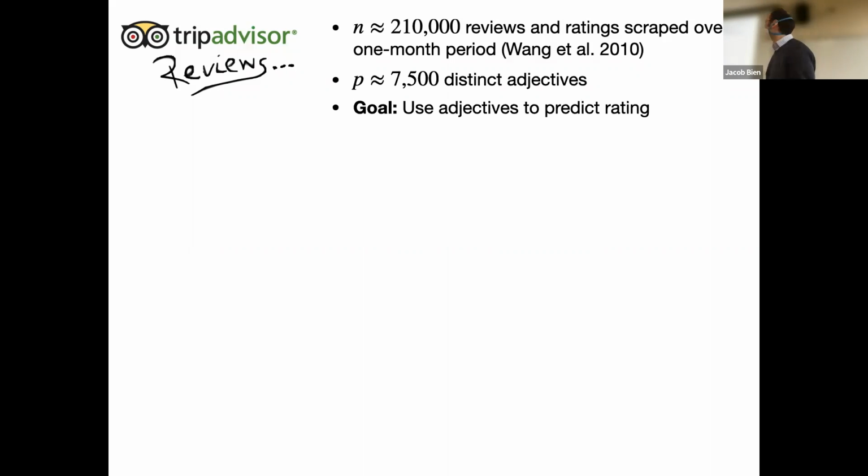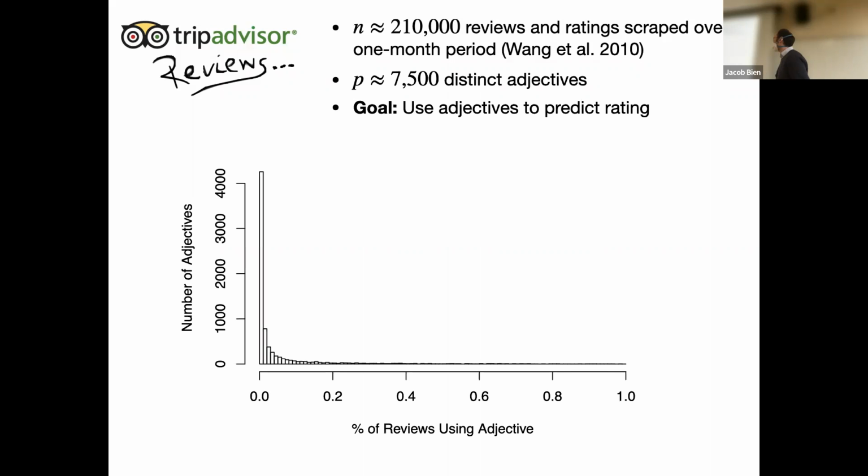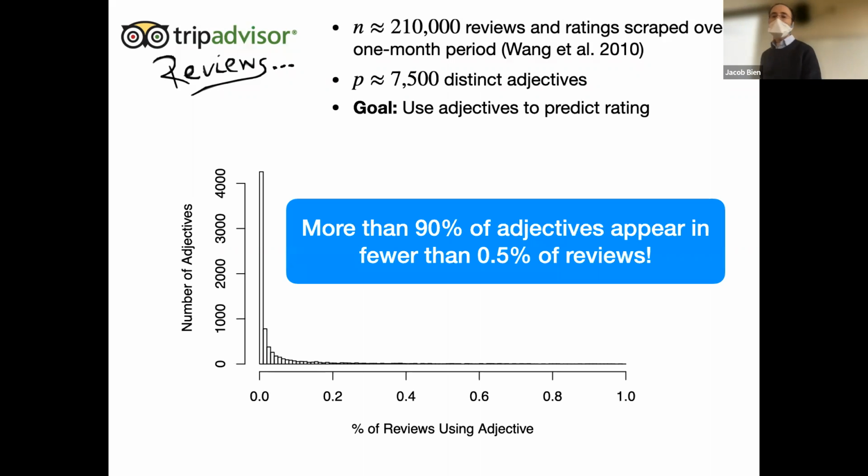And the interesting thing is, here we're looking at how frequently occurring the words are in this data set. And actually, what we find is that more than 90% of the adjectives appear in fewer than 0.5% of the reviews. So it's actually very common for a word to be rare. So the point is, this isn't some kind of edge case. It's actually true of many of the words in the data set.